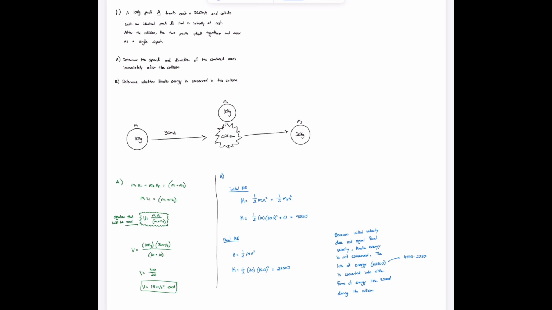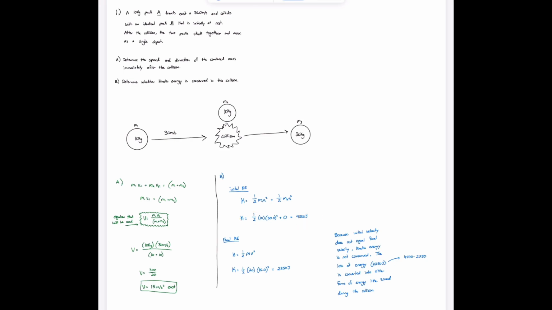Now, let's check if the kinetic energy is conserved. Since they stick together, I already suspect this is an inelastic collision, which usually loses some kinetic energy. So I calculate the kinetic energy before the collision. That's 1/2 times the mass times the velocity squared. 1/2 times 10 times 30 squared. That comes out to 4,500 joules, which is seen here.